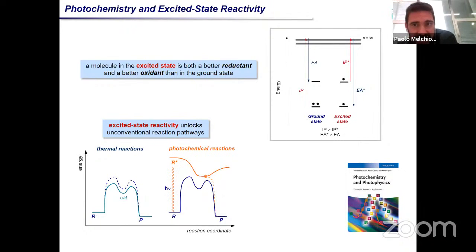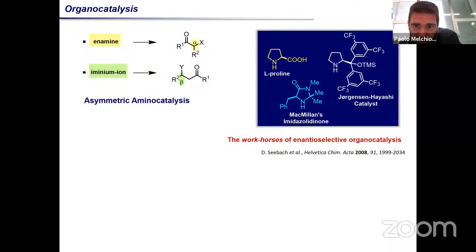For example, an excited state molecule is at the same time a better reductant and a better oxidant than in the ground state. And this new reactivity acquired in the excited state will be the basis for the chemistry that we'll discuss today. So in the excited state, molecules can start doing electron transfer chemistry to promote the formation of radicals, and the target for us was to use this mechanism in enantioselective catalysis. So the target that we are using for developing enantioselective catalytic strategies and making chiral molecules is organocatalysis.